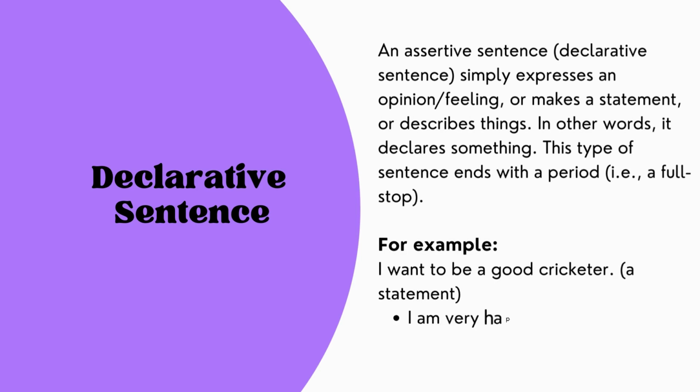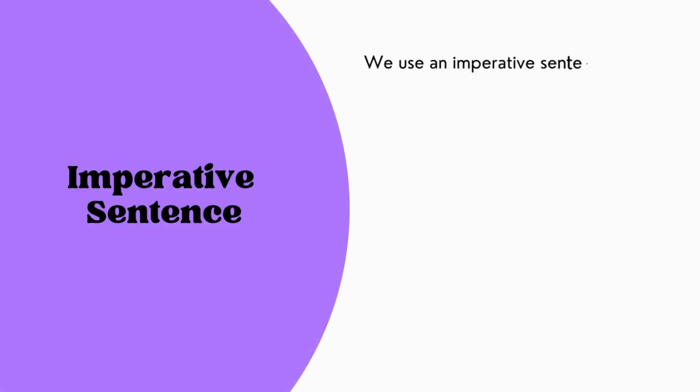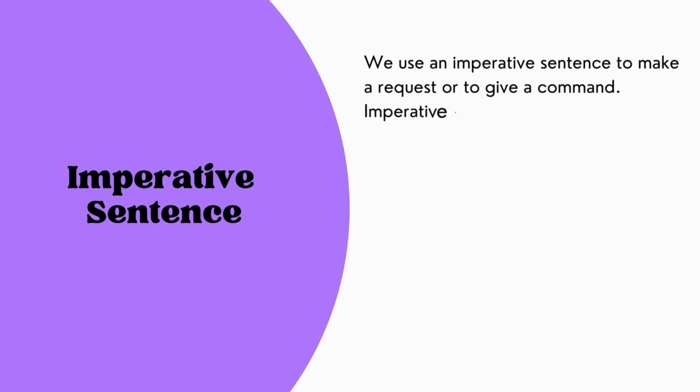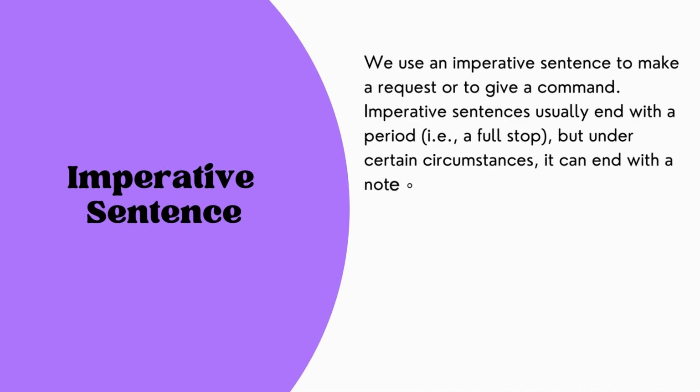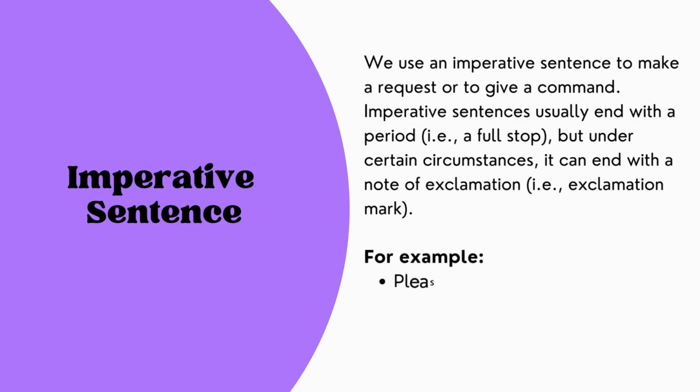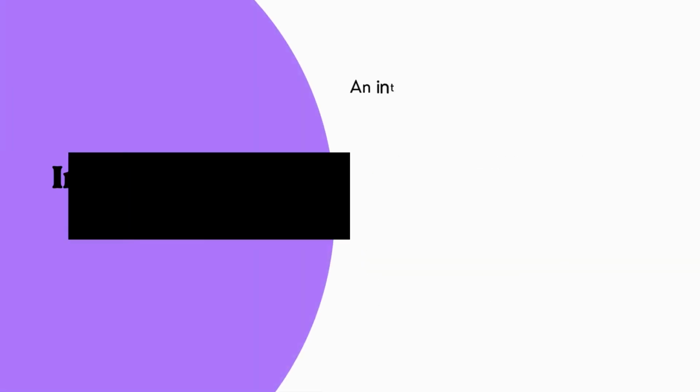For example, I want to be a good cricketer. I am very happy today. Imperative sentence. We use an imperative sentence to make a request or to give a command. Imperative sentences usually end with a period, that is a full stop, but under certain circumstances, it can end with a note of exclamation, that is an exclamation mark. For example, please sit down. I need you to sit down now.